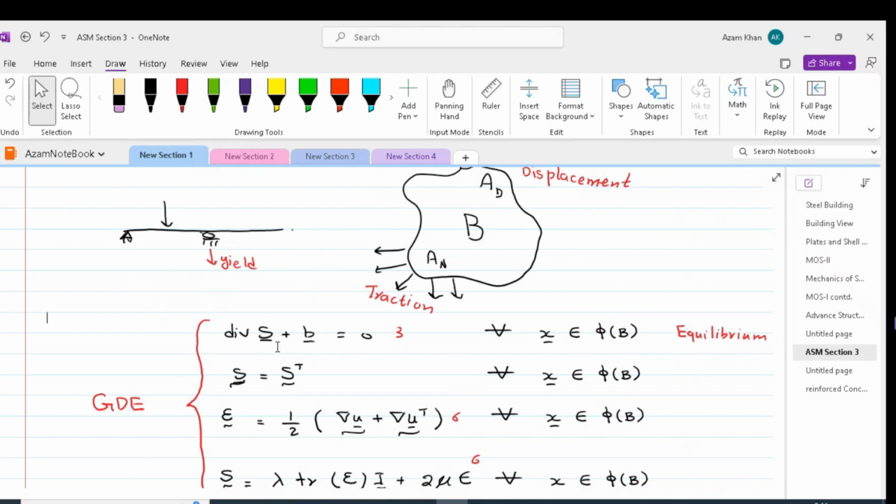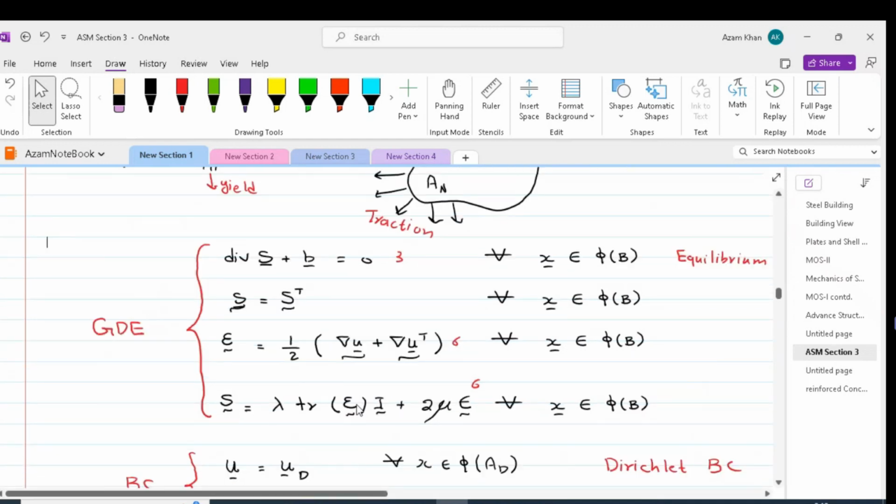The first one is the equation of geometry or deformations, which is this one, relating the displacements to the strains. The second one is the equation of equilibrium, which is this one, relating the applied tractions and body forces to the stresses. And the third one is the equation of constitution, relating stresses to strains, and that is these ones. So these three are the main equations which are used to solve any problem in solid mechanics.